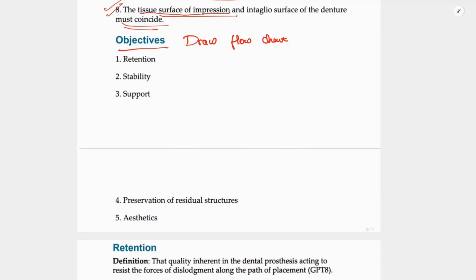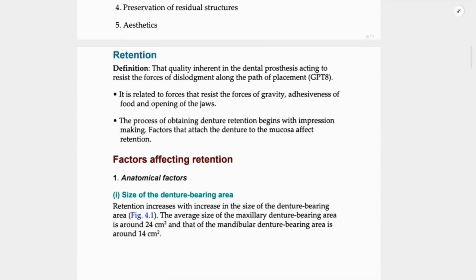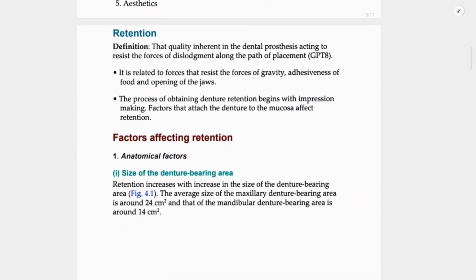As we have already discussed the objectives of impression making through a flowchart, next is to write the objectives in a proper manner. So first is the retention. Always remember, don't forget to write the definition. So retention, that quality inherent in the dental prosthesis acting to resist the forces of dislodgement along the path of placement. You have to learn this definition by heart.